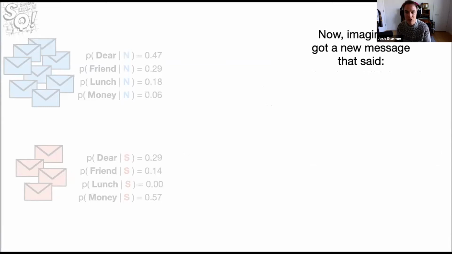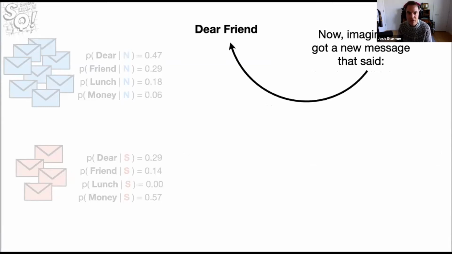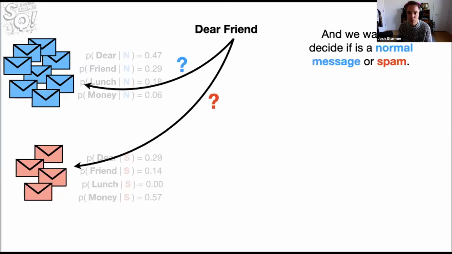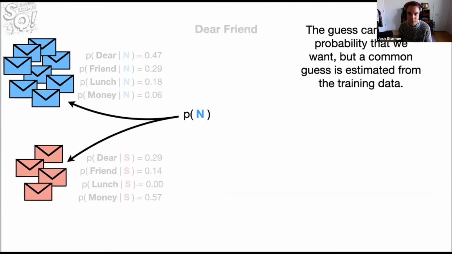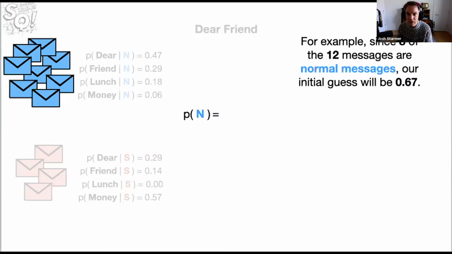Now, imagine we got a new message that said, "Dear friend," and we want to decide if it is a normal message or spam. We start with an initial guess about the probability that any message, regardless of what it says, is a normal message. The guess can be any probability we want, but a common guess is estimated from the training data. For example, since 8 of the 12 messages are normal messages, our initial guess will be 0.67.